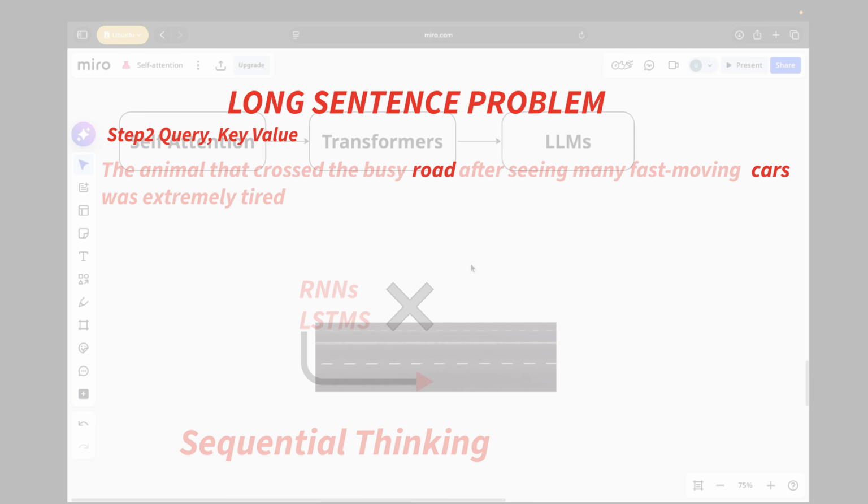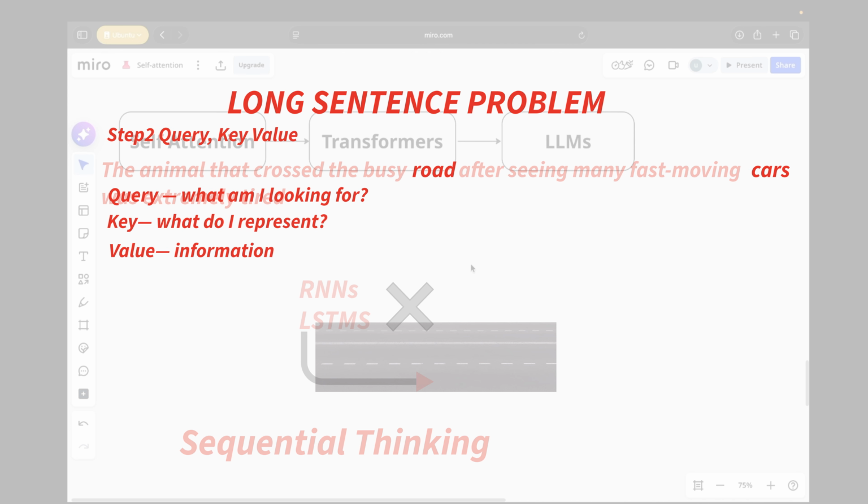Let's understand this in terms of query, key, value. Query: what am I looking for? Key means what do I represent? Value: my information, right? And this is the core basic understanding of self-attention.